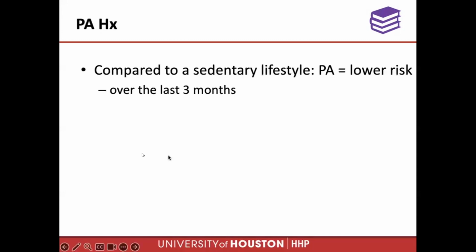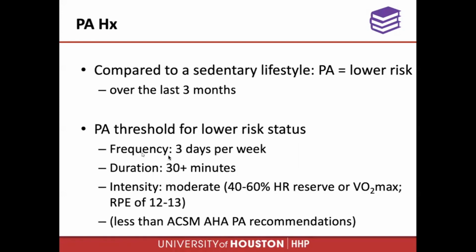All right, so in the physical activity history, we do this because compared to a sedentary lifestyle, somebody who's physically active has a lower risk. And we generally consider if they're physically active over the previous 3 months. So if somebody has lower risk, they're exercising at least 3 days per week for at least 30 minutes at a moderate intensity. So you'll notice this is less than those ACSM AHA recommendations that we just did, where it was 5 days a week of 30 minutes.